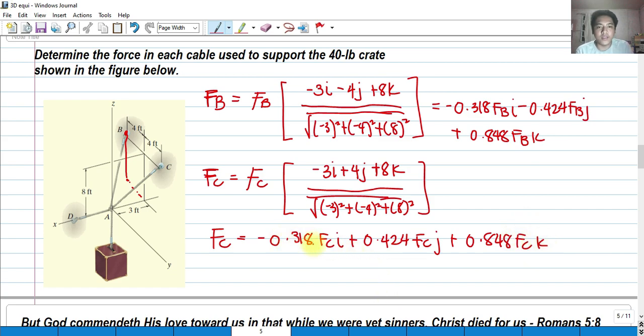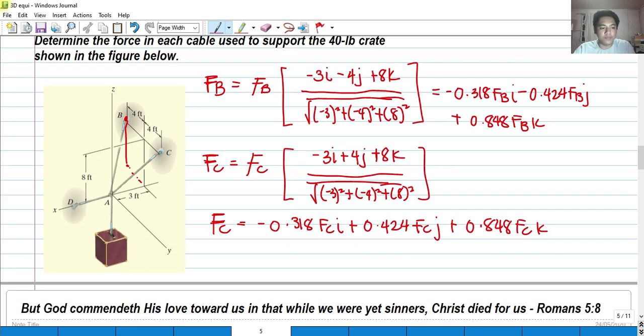So how do you get these values? For i, you need to have negative 3i all over this value, so you get negative 0.318. For j, for the numerator, you only have to retain 4 all over this equation. Then you get 0.424. And for the last one, for the k, you have 8 over the square root of the sum of the squares. So you have these components. That's our vector F sub C.